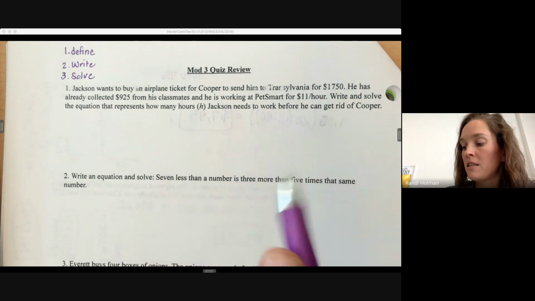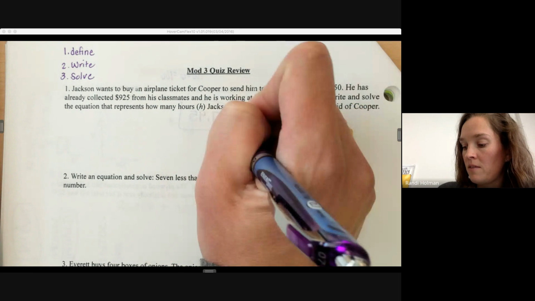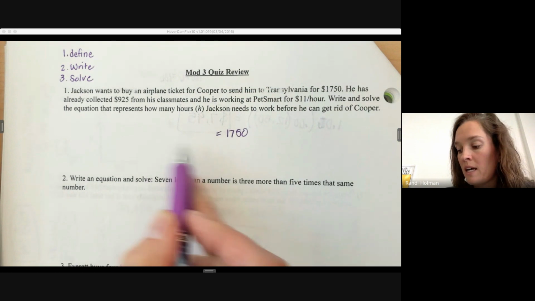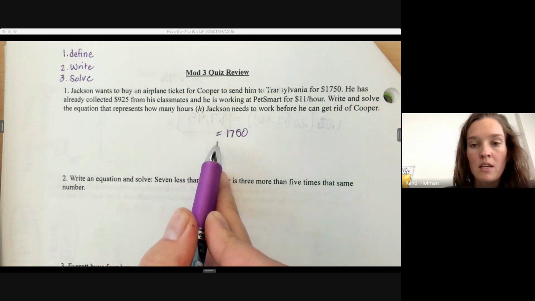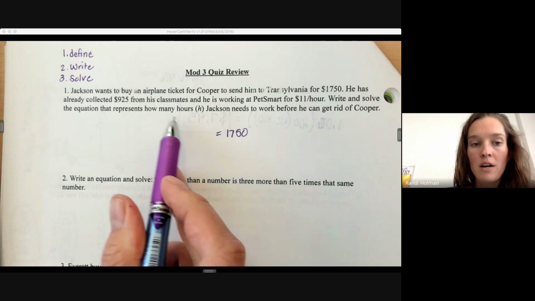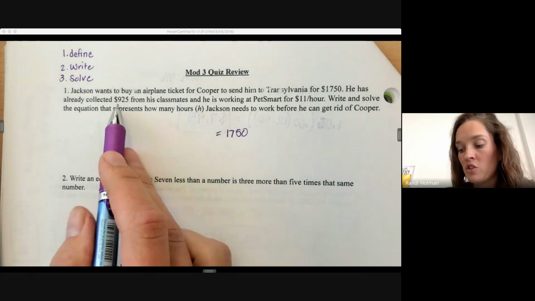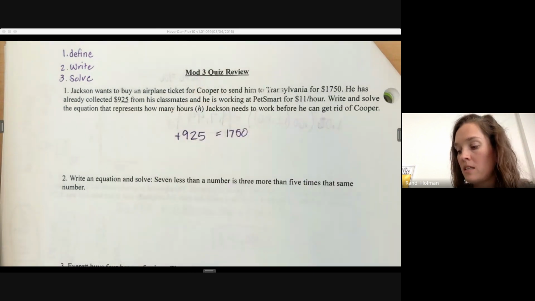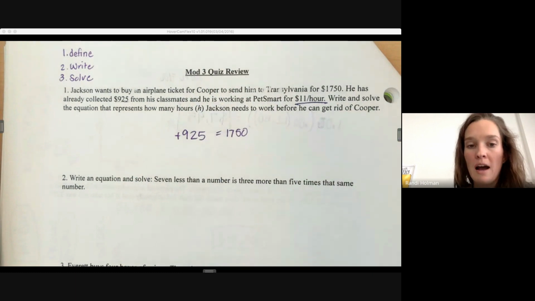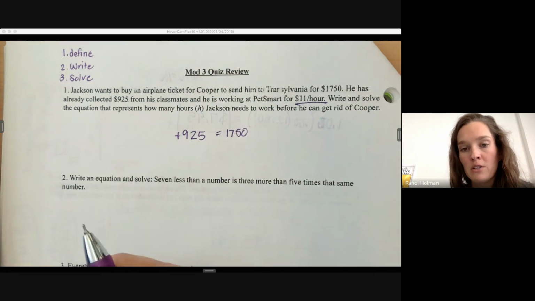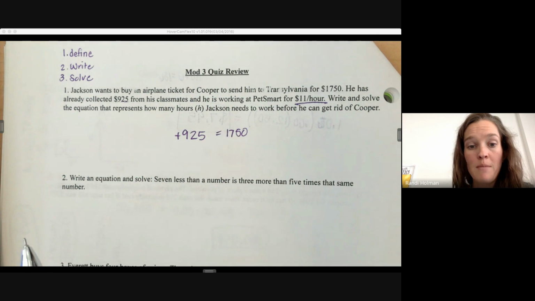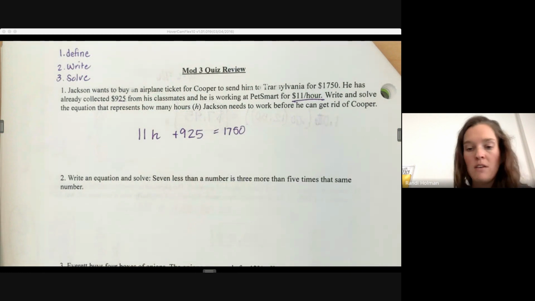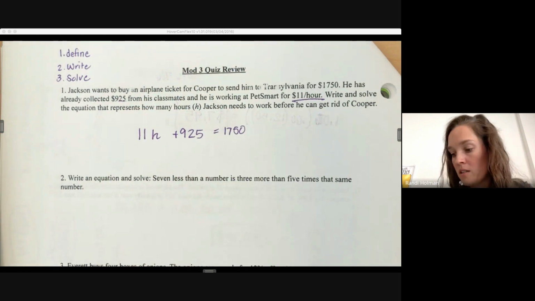So he needs $17.50. Okay, so what he makes here has to equal $17.50. Okay, he already has $9.25. That's not changing. That's a constant. So he has $9.25. Okay, what else is he earning? He's earning $11 per hour. That's a rate. So if we take $11 per hour and multiply it by the number of hours, we'll get the amount of money he's made. So we're going to take that 11H plus 9.25. And if you put 9.25 plus 11H, that's exactly correct too.